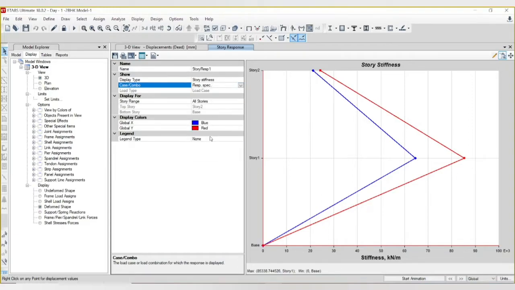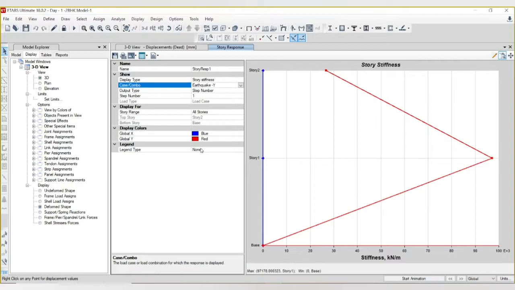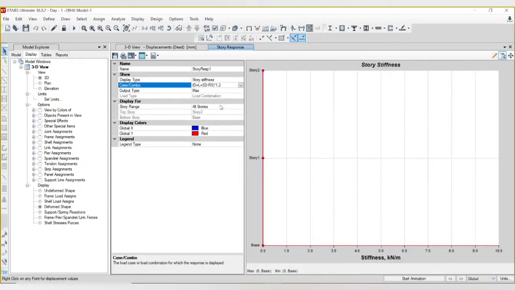You can check for earthquake in y direction. You can only see y in red color. You can see only red color values. And you can check what is the maximum case, that is the response spectral case. Let us check that. Yes, we are having the response spectral case: dead load, live load, super dead load, and response spectra for 1.25 times.